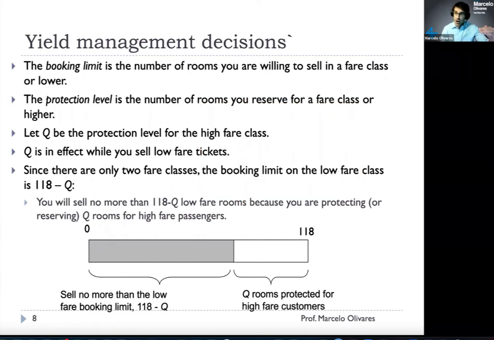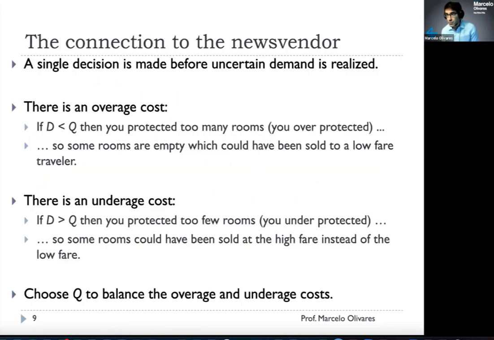You keep a list price, low fare, you reach the booking limit, you increase the price, and then you basically sell to the high value customers that come at the end. Okay. That's how we're basically looking at this problem. So now you face a trade-off, right? You have to protect rooms. And you can protect too many rooms or too few rooms.